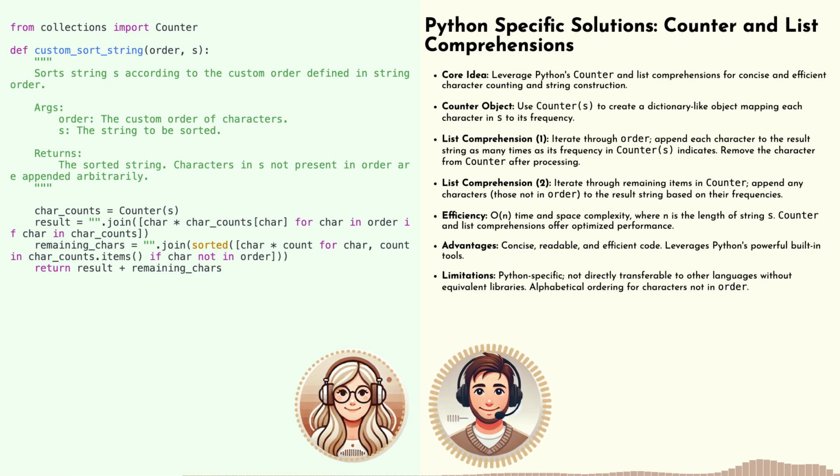What about the characters that aren't in order? Another list comprehension can handle that. We simply iterate through that counter and append any characters with a count greater than 0 to our output. Okay. So it's almost like a two-step process. Precisely. First, handling the characters from order, and then sweeping up the remaining characters using the counter.